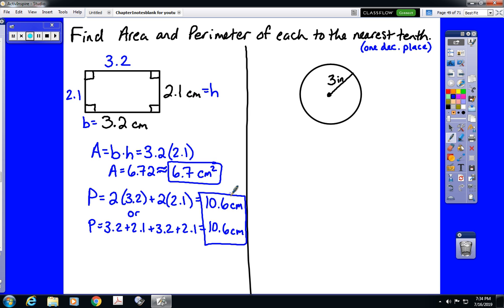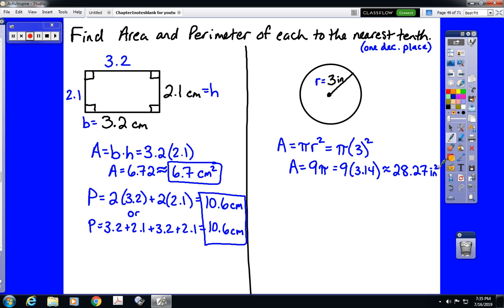Okay, the next one here we have a circle, radius of 3. So our area would be pi r squared, or pi times 3 squared, which would be 9 pi. Now, generally speaking, we're going to substitute in 3.14 for pi, which would be about 28.27 square inches. And we are going to round that to the nearest tenth, 28.3 square inches.